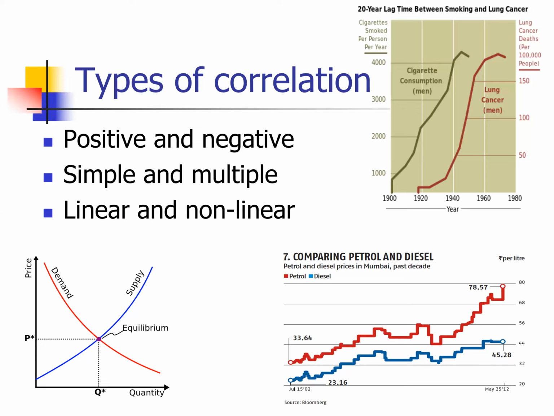The third category is linear and non-linear correlation. A linear correlation occurs when the rate of change of another variable is constant with respect to the first variable. And when the ratio is not constant, then the correlation is called non-linear correlation. Now, in these graphs, we can say cigarette consumption and lung cancer is a simple and positive correlation, as well as petrol and diesel is again a simple, positive and non-linear correlation. Whereas the third graph where price and quantity is mentioned is an example of a negative correlation.